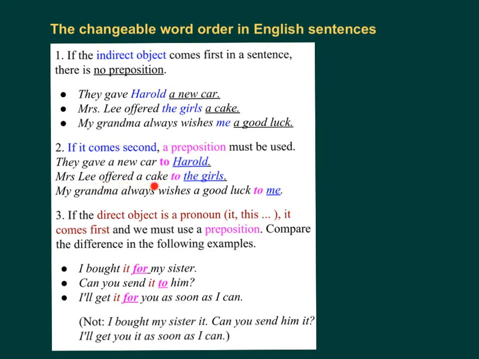Mrs. Lee offers a cake to the girls. The girls come second, so here's the preposition to. My grandma always wishes good luck to me. Now me comes second, and the preposition to must be used.